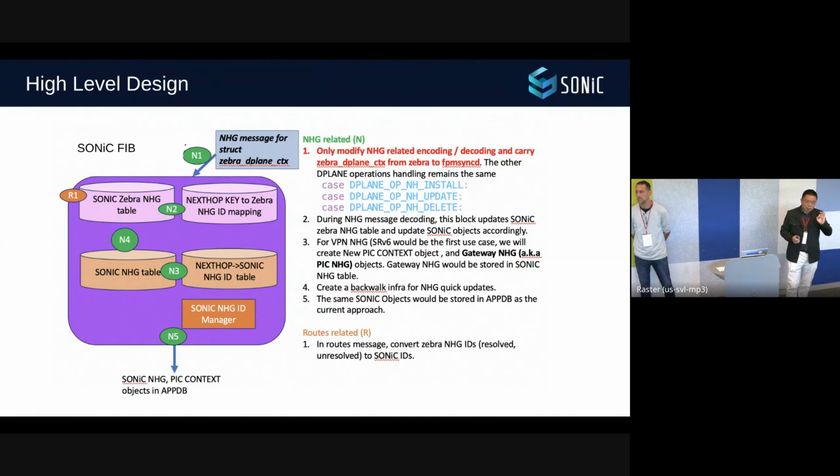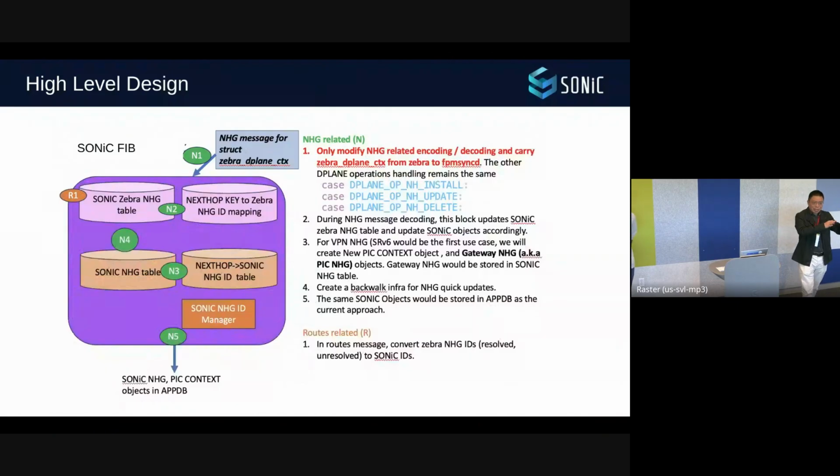So I only need to handle the fast path in SONiC, which means that most of the route handling could just be pass through. The only thing we will do is convert the ID. The main goal is to convert whatever next hop group information comes from Zebra into a different object in SONiC.